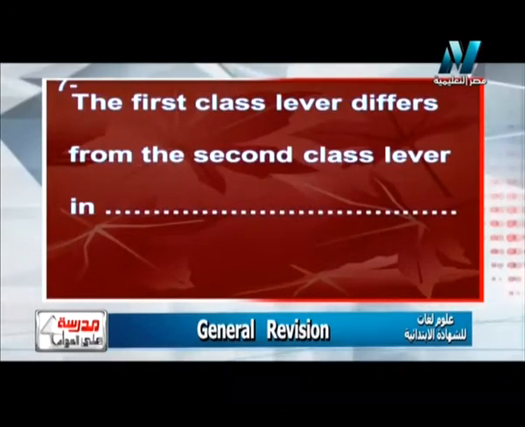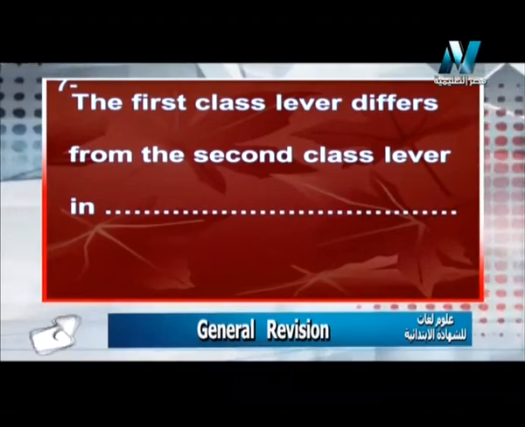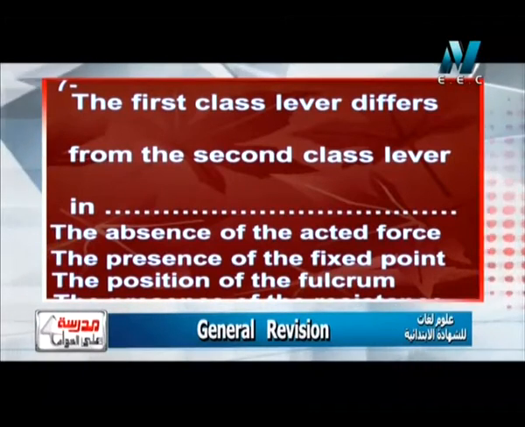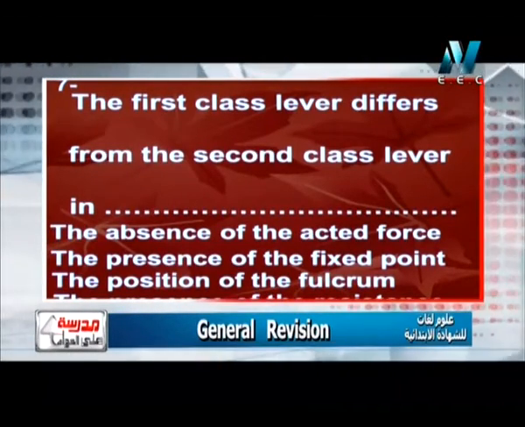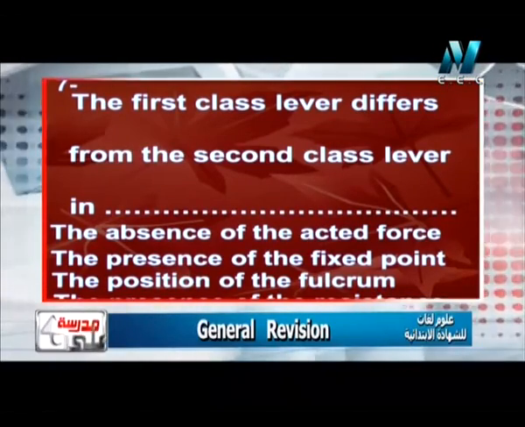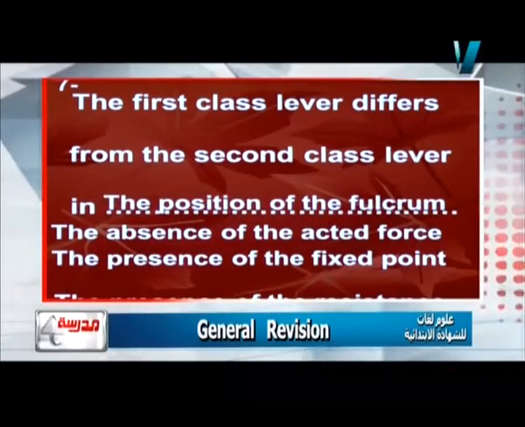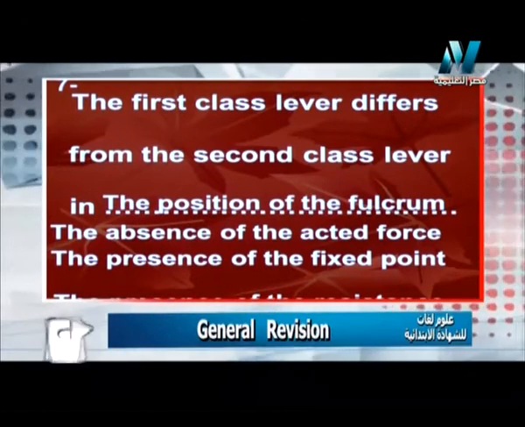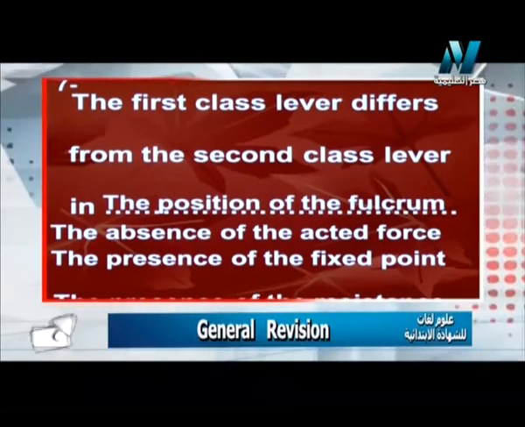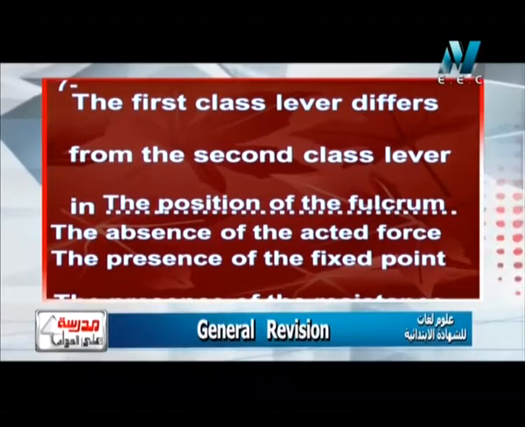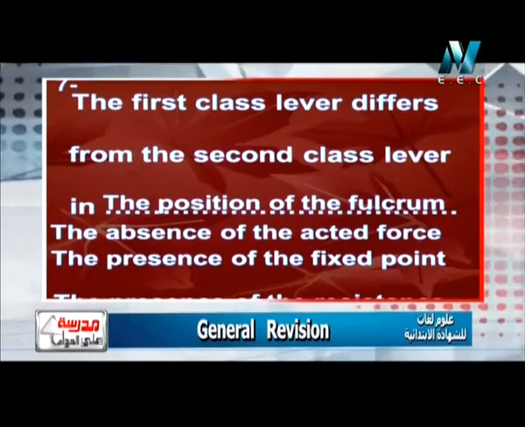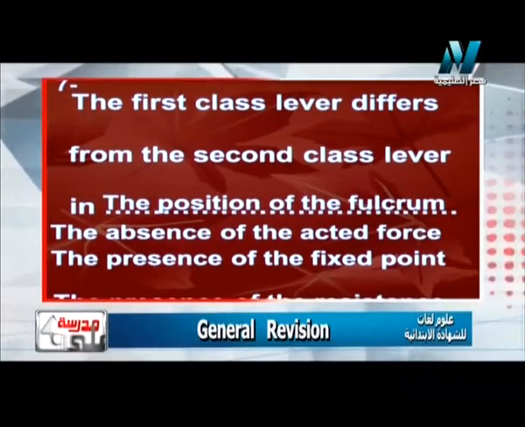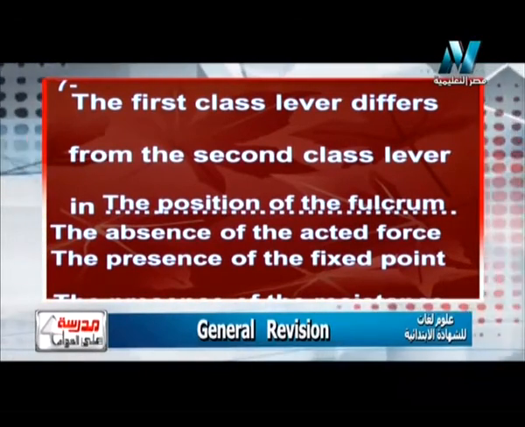Another question. The first class lever differs from the second class lever in what? The absence of the active force, the presence of the fixed point, the position of the fulcrum, or the presence of the resistance. The answer is the position of the fulcrum, because in the first class lever, the fulcrum is found between the resistance and the effort force. But in the second class lever, the resistance is found between the effort force and the fulcrum. Again, in the first class lever, we find O, the symbol of the fulcrum, between F and R. But in the second class lever, we find the resistance, with symbol R, between F and O.